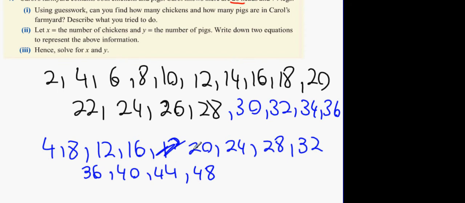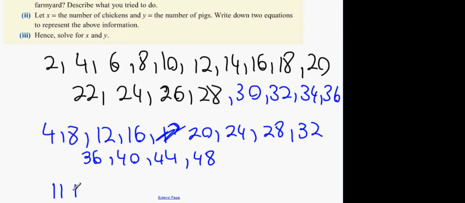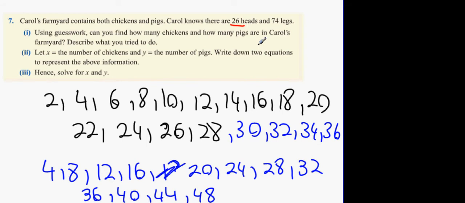Let's see if that works. 44 is how many? Pigs. 44 is 11 pigs. And 30 is how many chickens? 15. 11 plus 15? 26. That's correct. That is very difficult to do, however. To match up 2 numbers to get 74 and then make sure that that's the right one.